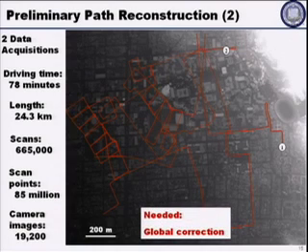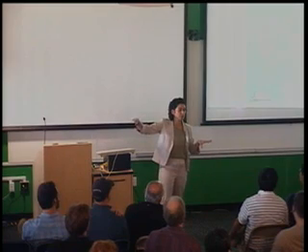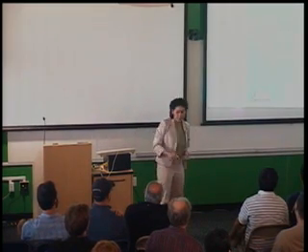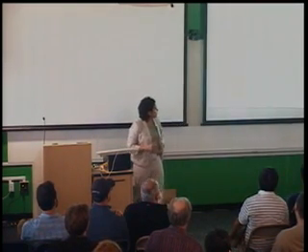What's gone wrong is that, especially at turns and other situations, the method doesn't quite work, and errors also accumulate. And to prevent errors from accumulating, you have to do what we call global correction. And that's exactly what we did next.